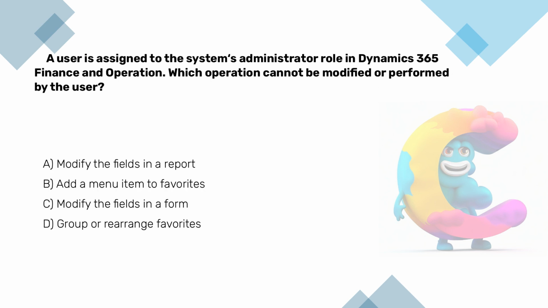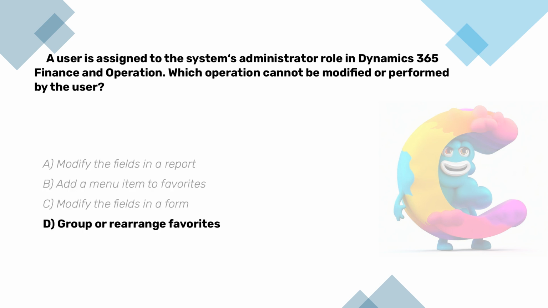A user is assigned to the system administrator role in Dynamics 365 Finance and Operations. Which operation cannot be modified or performed by the user? A. Modify the fields in a report. B. Add a menu item to favorites. C. Modify the fields in a form. D. Group or rearrange favorites. Okay, now pause the video here, have a bit of think, and then continue when you are ready.